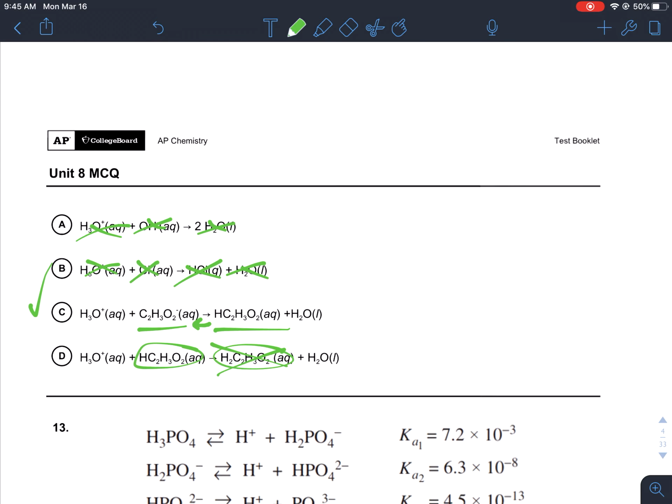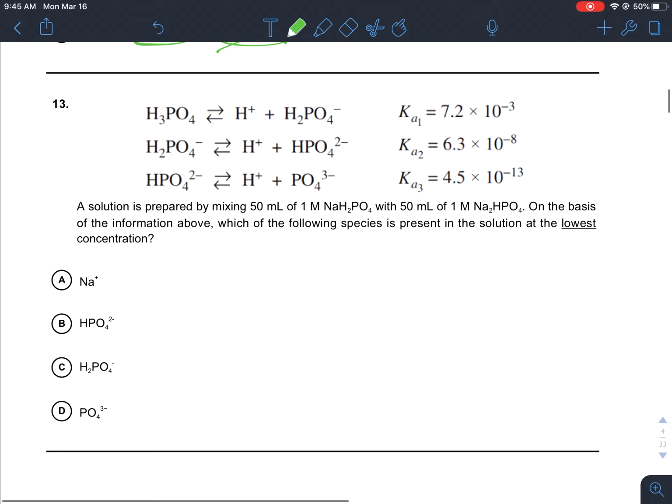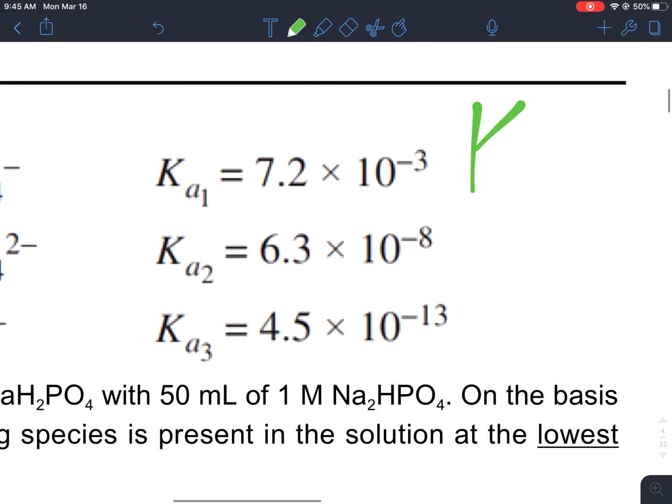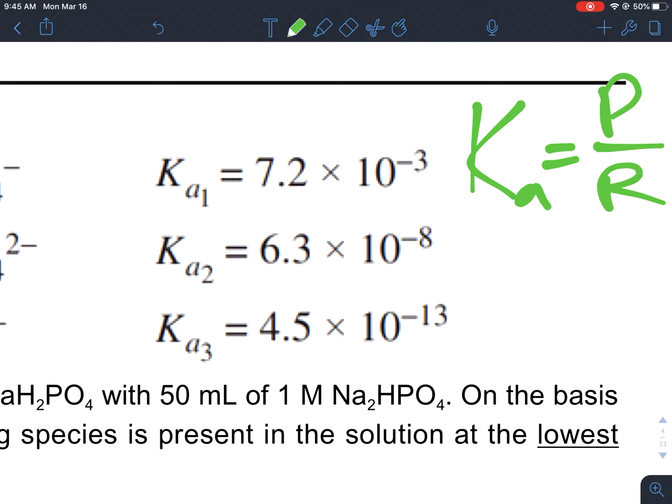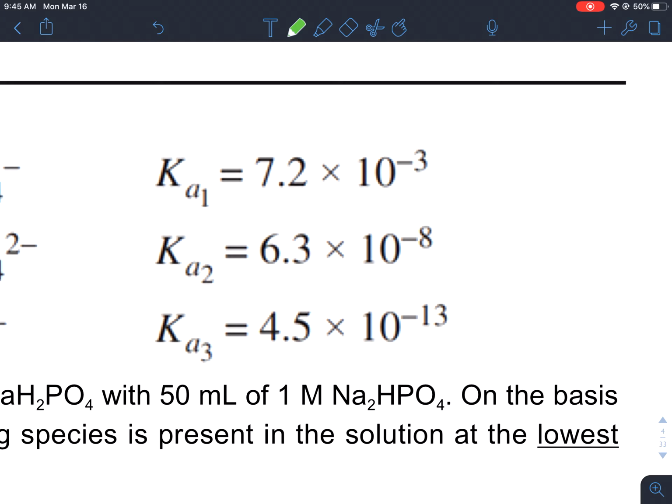All right. Let's take a look at question number 13. A solution is prepared by mixing 50 milliliters of 1.0 sodium, whatever that is, with 50 milliliters of sodium 2, whatever that is. On the basis of the information above, which of the following species is present in the solution in the lowest concentration? All right. What is Ka? Ka is equal to products over reactants. Look at the first Ka. Is there more product or more reactant? There is way more reactant.